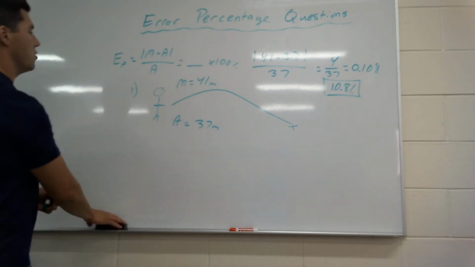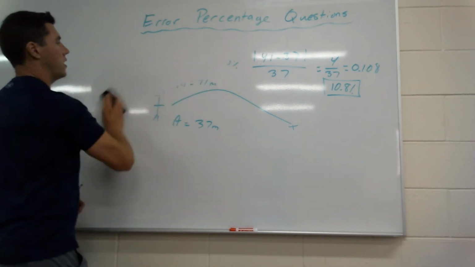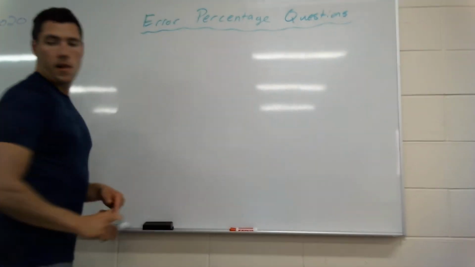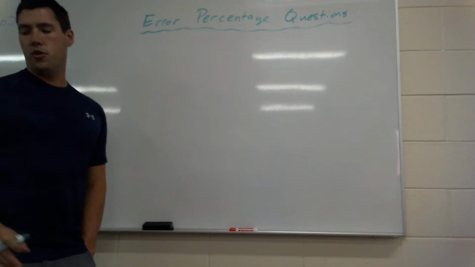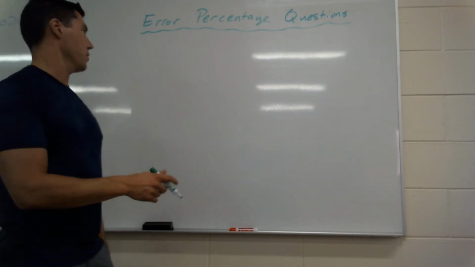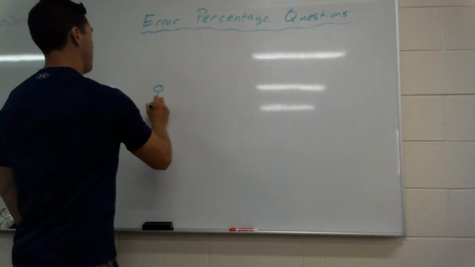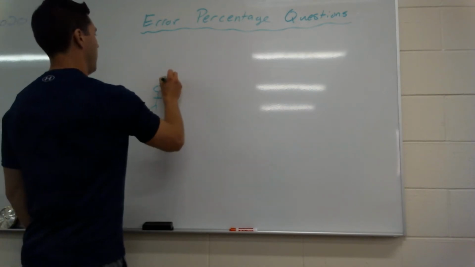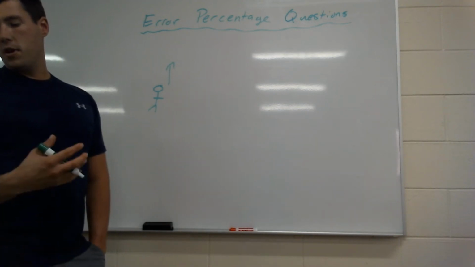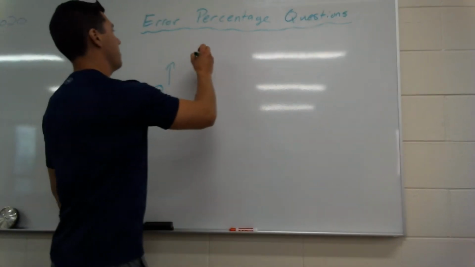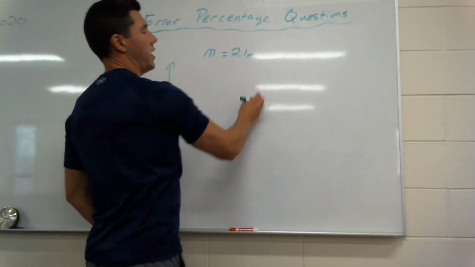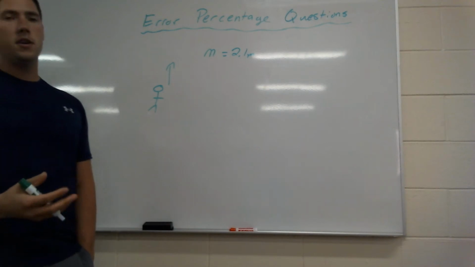Let's go through question 2. It says, Mr. Westwood jumped as high as he could. So now I'm jumping. So I jump up, there's my jump. It says his estimate, my guess, my M, was 2.1 meters. So I guess that I jumped about 2.1 meters in the air.